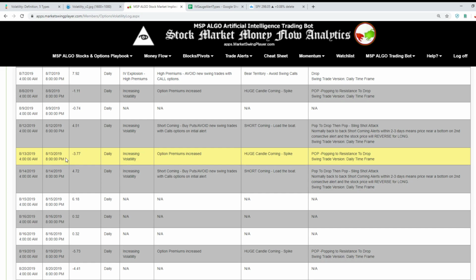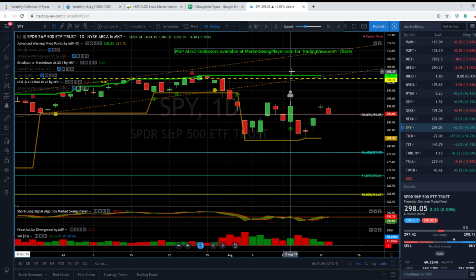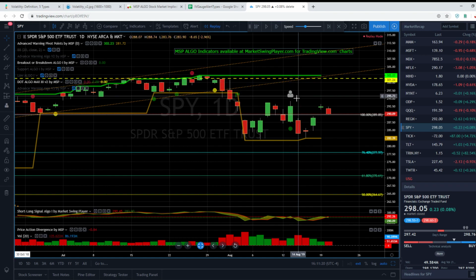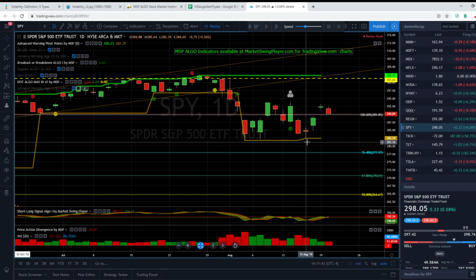Okay, so now this is on the 13th, so we're looking at the 14th, right? It's telling us that because we had to load the boat, and then this came out the next day after that. We were already short, and then another alert came out. So that kind of told us we need to get out of our short, right? Because it's going to pop to the top.